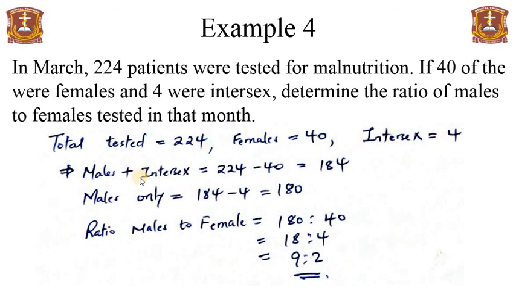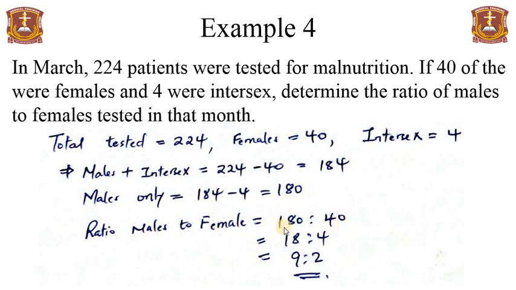So if you want to know the number of males plus the intersex, you remove the females. That is 224 minus 40, which gives 184. Males only will be this total 184 minus the intersex total 4, which is 180. So if I talk about a ratio of males to females, I have already found males to be 180 and the females were given as 40. Then males to females will be a 180 to 40 ratio.